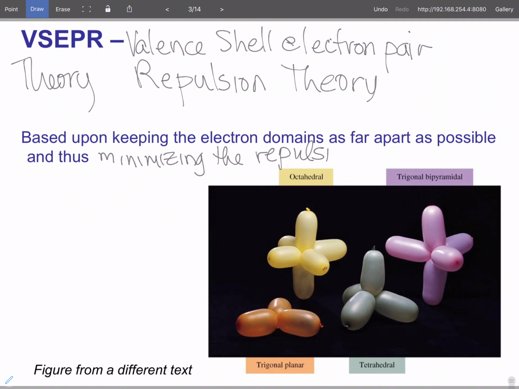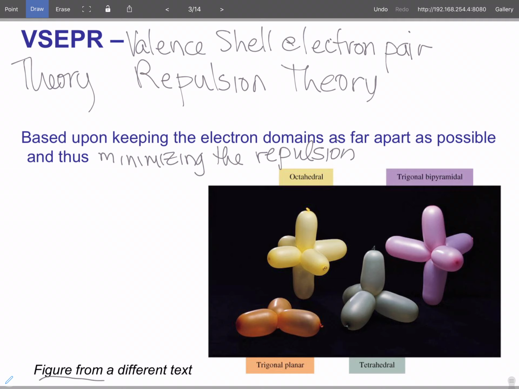Okay, now what does that really mean? That means that electrons are all negative, right? Everybody good with that? Just like if you took two magnets and put the norths together, they're going to try to repel. So think about it. These electron regions want to get as far apart from each other as possible. How do they do that?